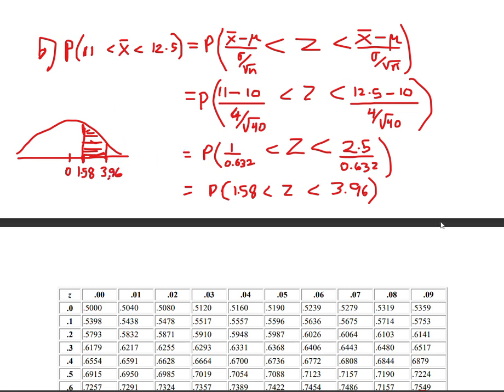So to find this probability, what I'm going to do is take the reading for the higher value of 3.96 from the table, and then take the reading for the lower value of 1.58 and subtract the results. So that's how we deal with these positive strips. When we have two positive values and we're trying to find the probability between them, using the full table, you take the probability for the higher value and subtract the probability for the lower value in the interval.